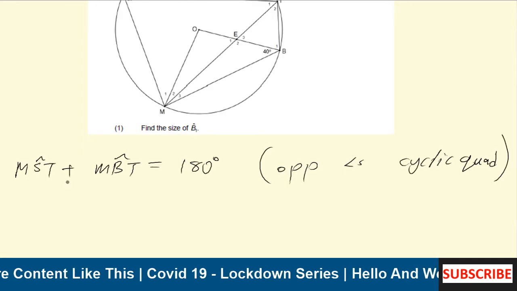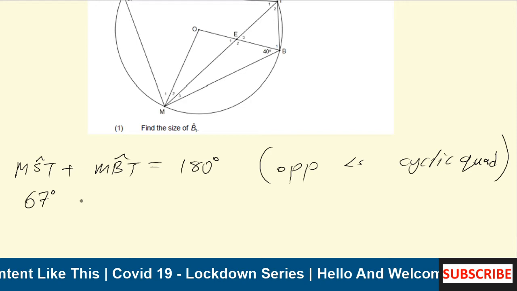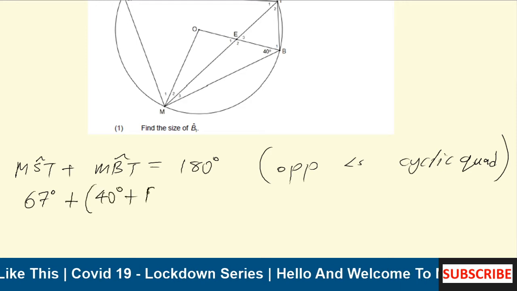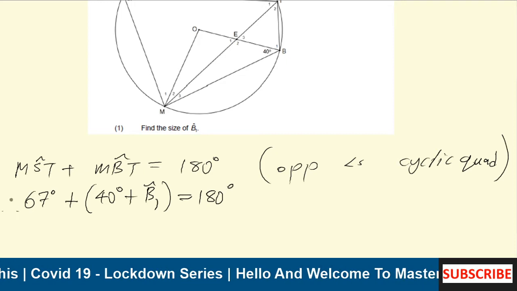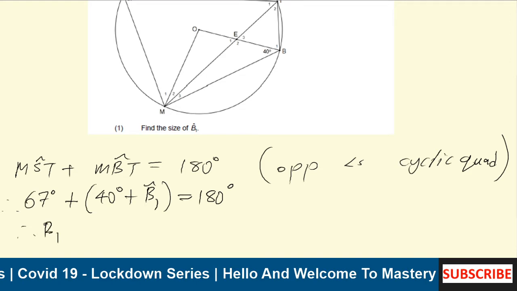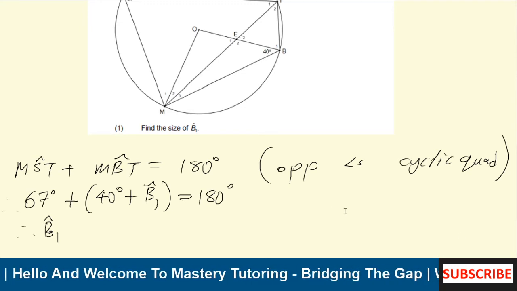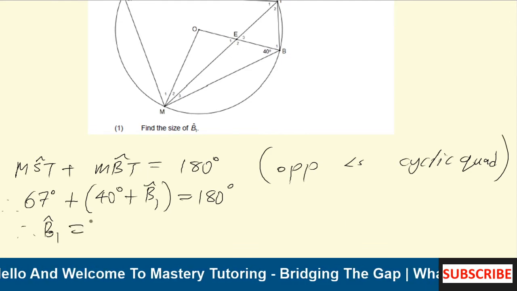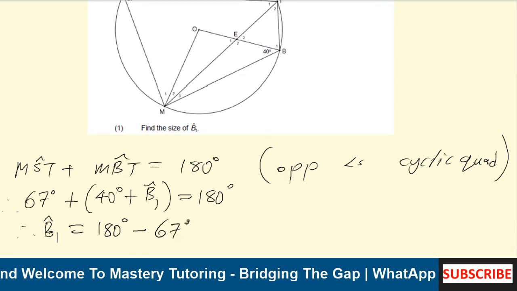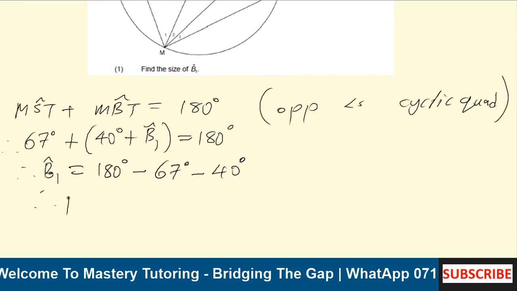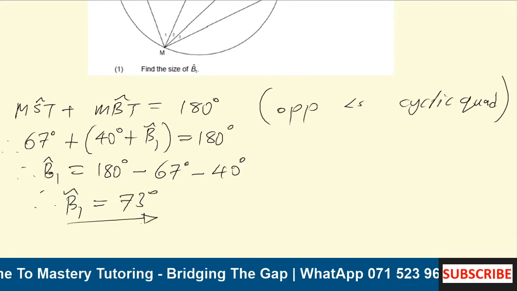Now we're going to substitute these angles. Angle MST is equal to 67, which is given to us, plus, in brackets, angle MBT, which is equal to 40 degrees plus B1, and the whole thing is equal to 180 degrees. When you make B1 the subject of the formula, B1 is equal to 180 minus 67 degrees minus 40 degrees. Therefore, we get an answer which is equal to 73 degrees. So this solves the first part of this question.